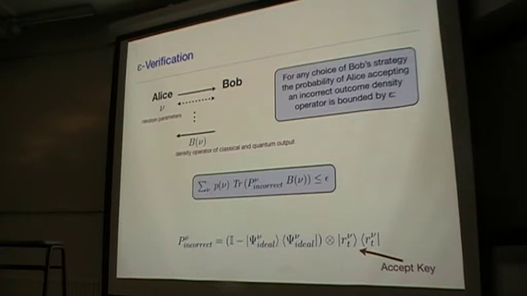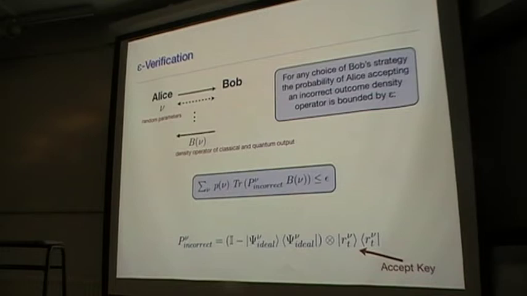So the Psi ideal is when Bob is exactly following the steps of the protocol. So it's creating for me this pure state, and we know that in the case of the computation, it's a pure state. So this is the subspace orthogonal to this ideal one. So this is where I have been fooled. Okay? This definition is clear?